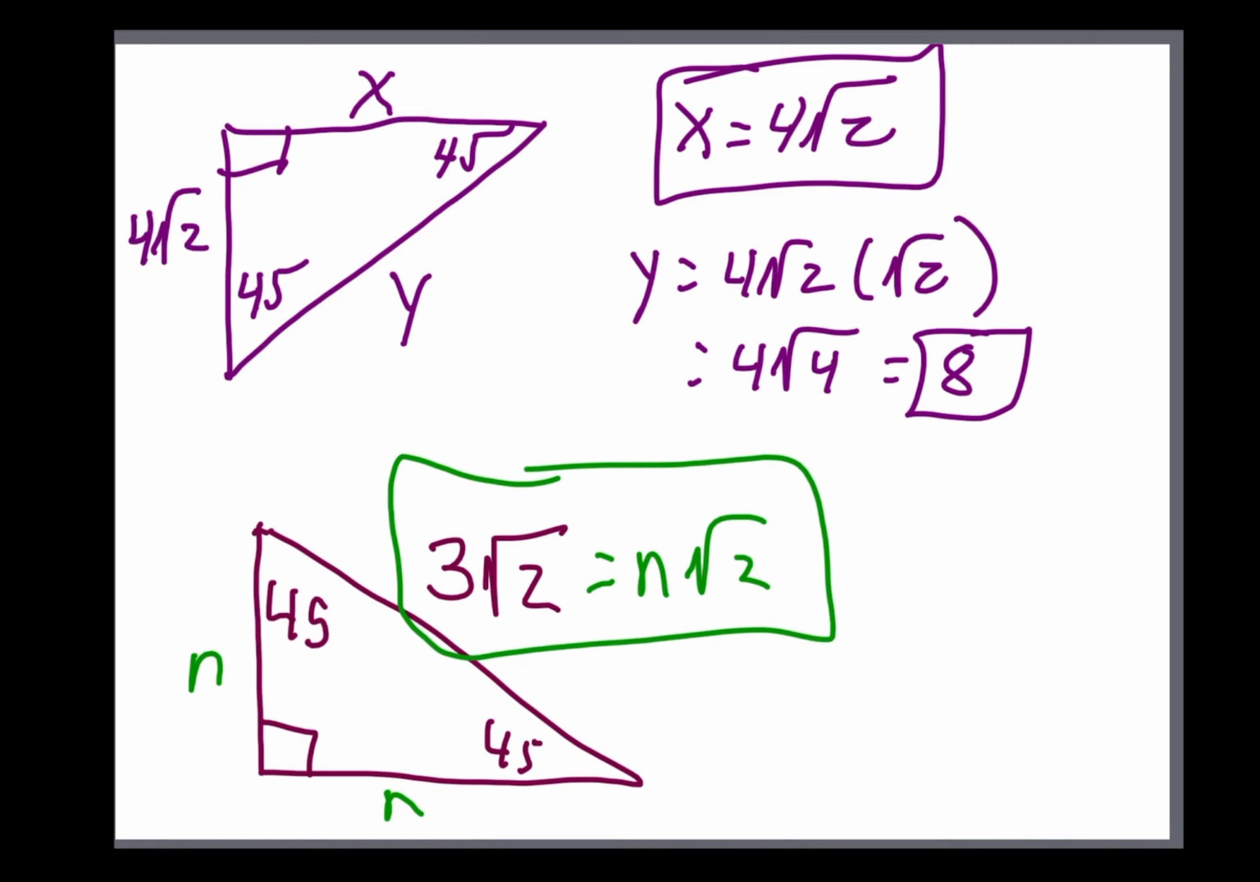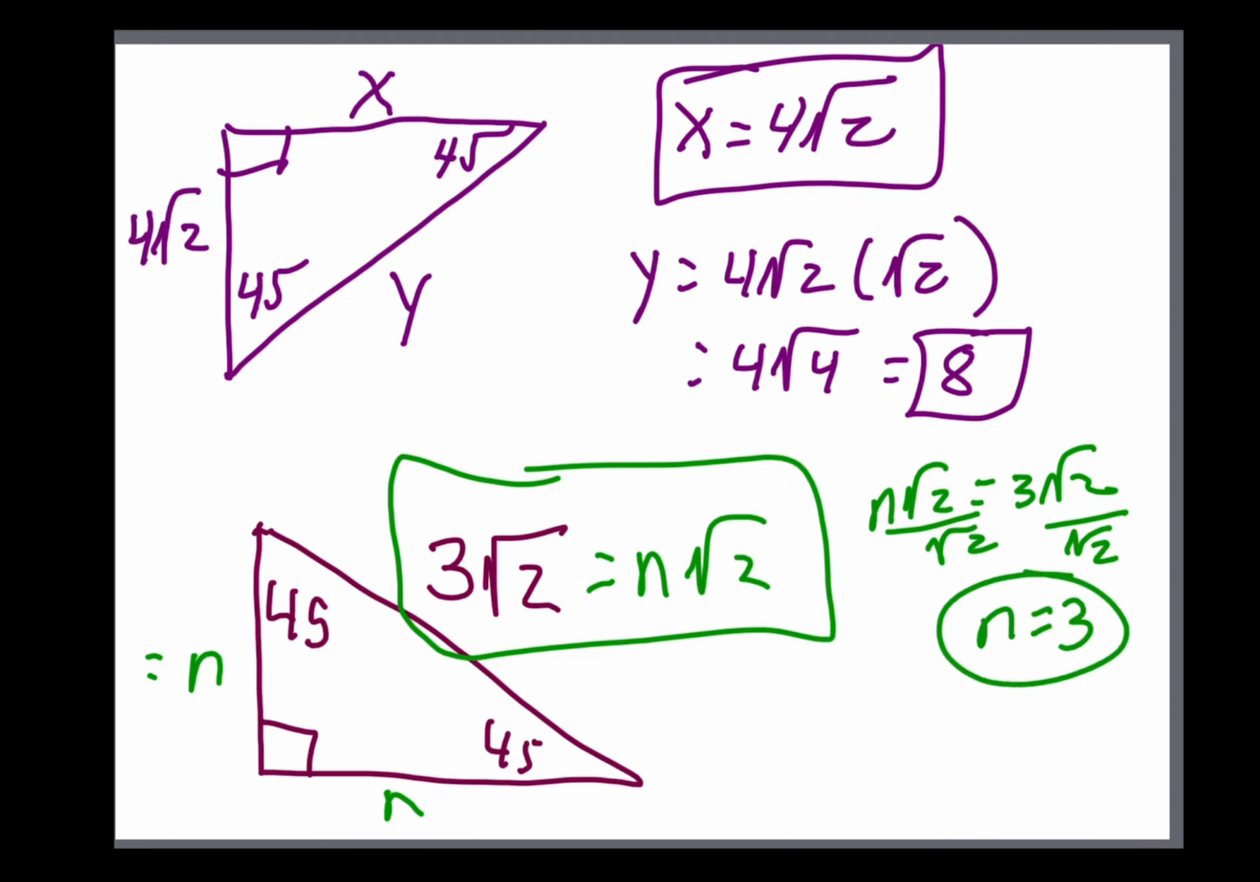I know my hypotenuse is 3 times the square root of 2, but if I solve that, I can know what my n value is equal to, and then I know that that has to be the legs. So to solve n radical 2 equals 3 radical 2, you're going to divide by radical 2. So you get n is equal to 3. So now we know our n value is 3, so this one has to be 3, and that one has to be 3. And you're done with that one.